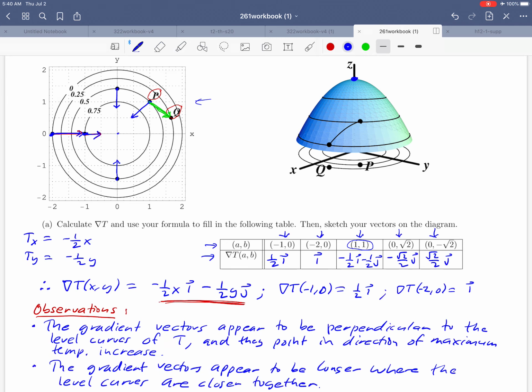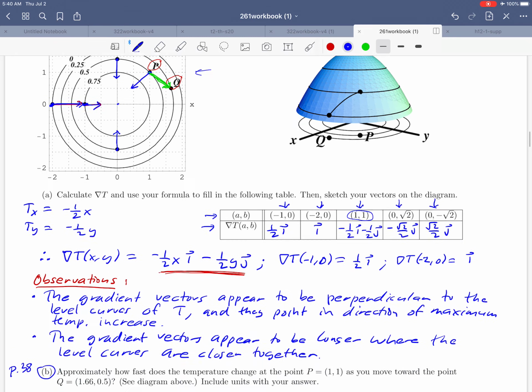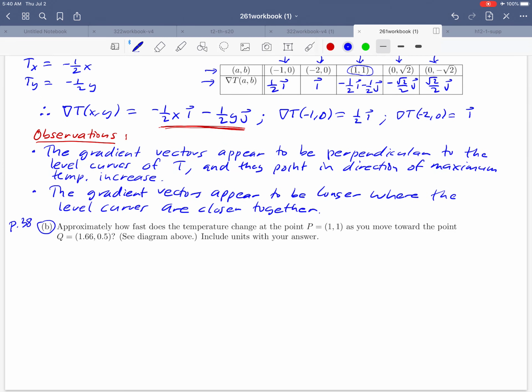Well, one way is just to kind of go back to concepts here. So the rate of change of the temperature, a quick way of estimating it is just to ask, how much does our temperature change? That would be the change in F. And then just dividing by the distance that we traveled, the length of the vector from P to Q. We're just kind of using a basic rise over run type of approach here.